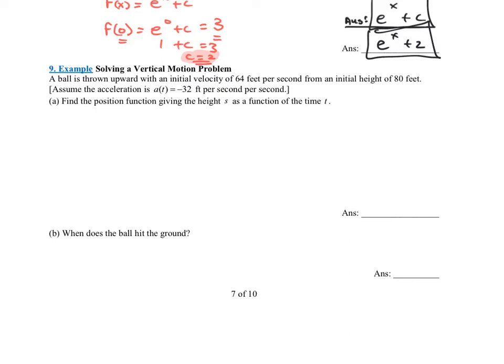velocity function? Well, that would just be the antiderivative of the acceleration function, right? And then can we work backwards from the velocity function and find the position function? And the answer is yes, we always can do that as long as we're given some initial conditions. So let's look at the problem here.